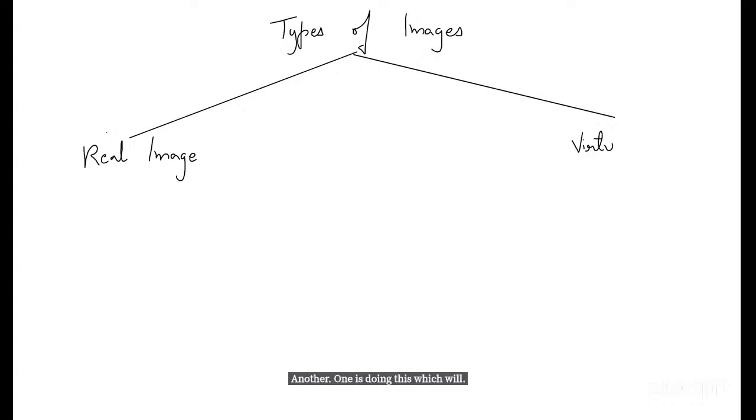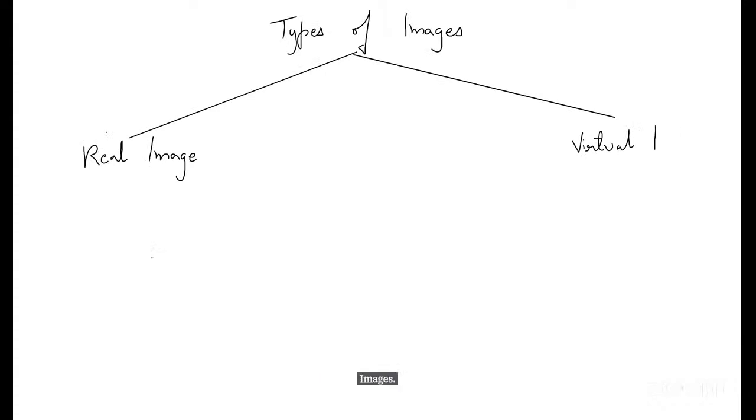Ma'am, images of what? Images of anything. Basically, the picture that's forming in front of our eyes. Okay, the image that is forming in front of our eyes. So basically, there are two types, real and virtual.